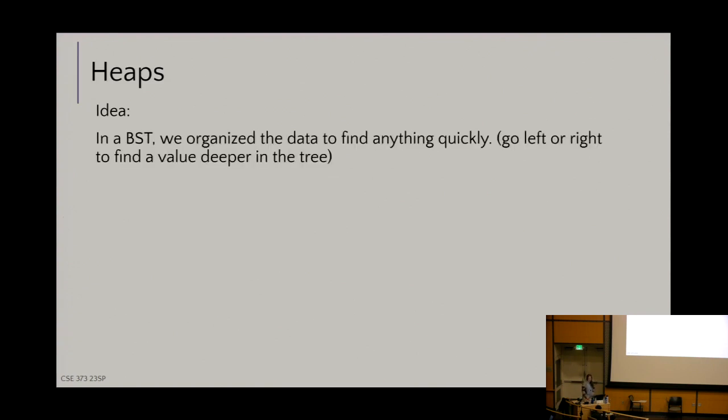So heaps, the idea. In a binary search tree, in an AVL tree, and in a red-black tree, we really organized the data to find anything quickly. It was all about maintaining that sorted order. That was the important piece, right?